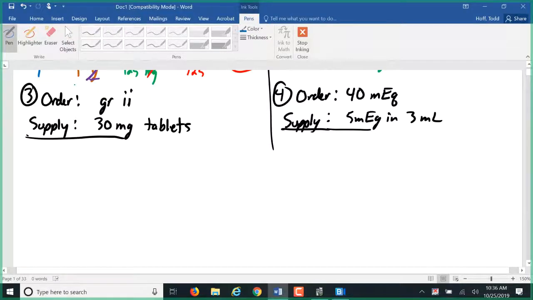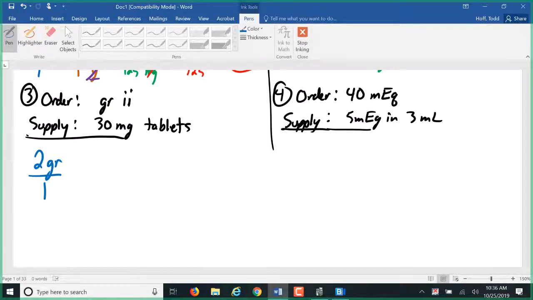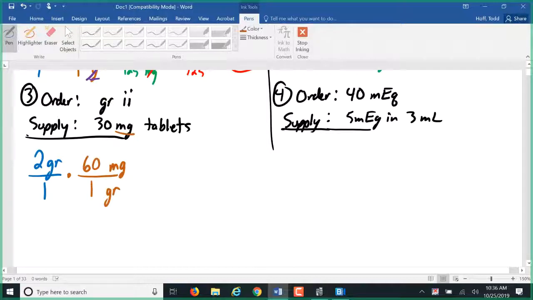Number 3 is not very nice. Our order is GR II. That is, remember, 2 grains. Very common mistake to see GR and think grams. Remember, grams is just the G. Now, to figure out what we want to convert to, we're going to get rid of the grains. So grains are going to go on bottom in our first conversion factor. But to figure out what we want to convert to, we look at our supply. And our supply is in milligrams. So our grains are going to have to go to milligrams. If you look it up, 1 grain is 60 milligrams. That'll cancel out the grains. We are now in milligrams.